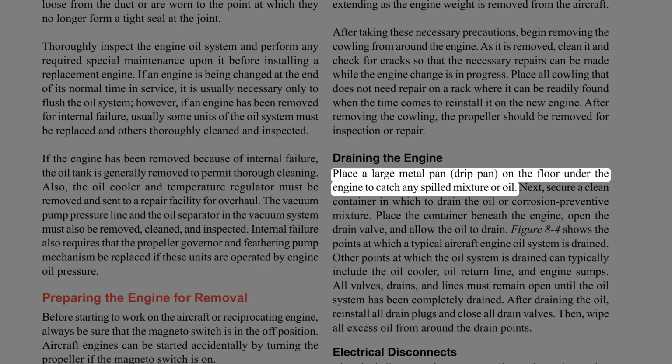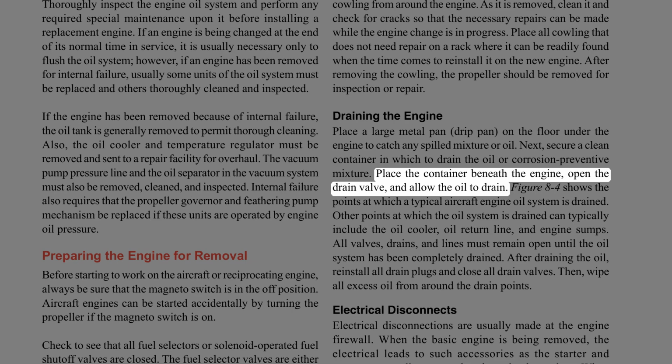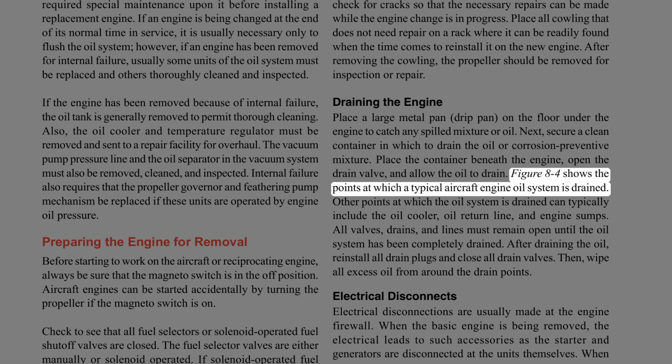Draining the engine. Place a large metal pan, drip pan, on the floor under the engine to catch any spilled mixture or oil. Next, secure a clean container in which to drain the oil or corrosion-preventive mixture. Place the container beneath the engine, open the drain valve, and allow the oil to drain. Figure 8-4 shows the points at which a typical aircraft engine oil system is drained.